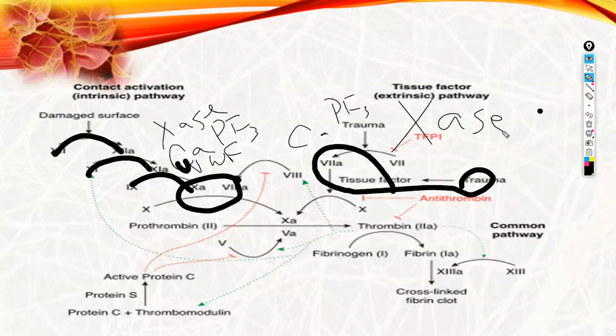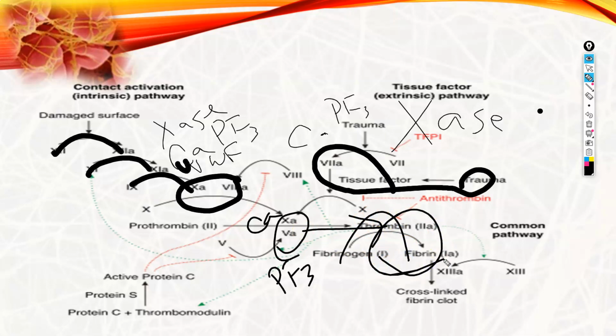Then once factor 10 is activated, the 10 and the 5 get together again with some calcium and some platelet factor 3 for our phospholipid. And they activate prothrombin to thrombin, and then thrombin makes fibrinogen into fibrin, and we have a clot. A fairly linear sort of thing.